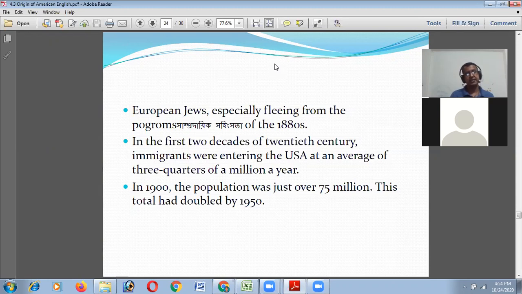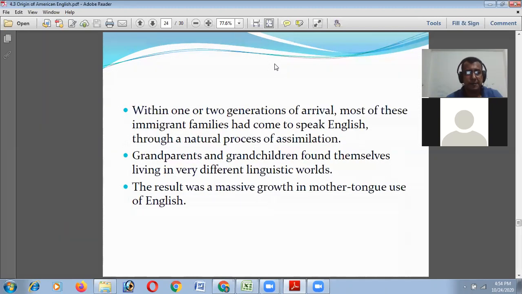And in 1900, the population was just over 75 million. This total had doubled by 1950. So in 1950, the population of America became 150 million. Within 1 or 2 generations of arrival, most of these immigrant families had come to speak English.